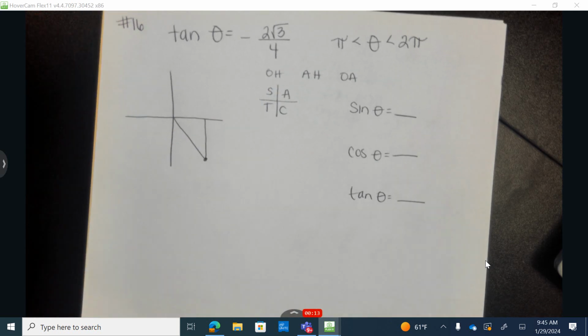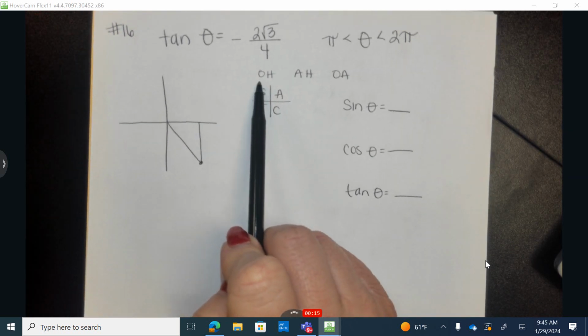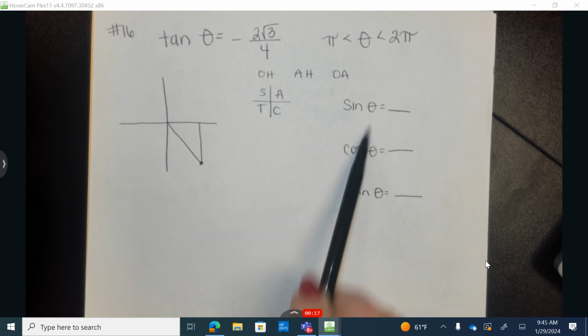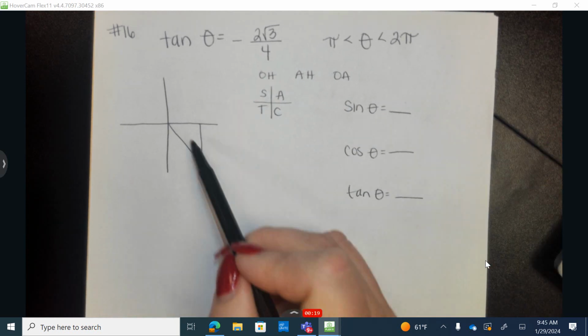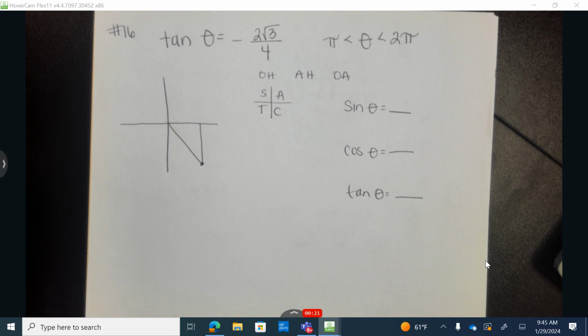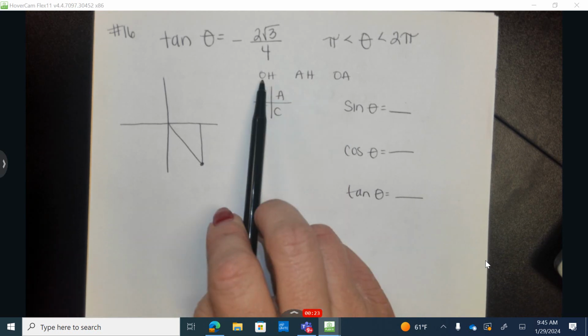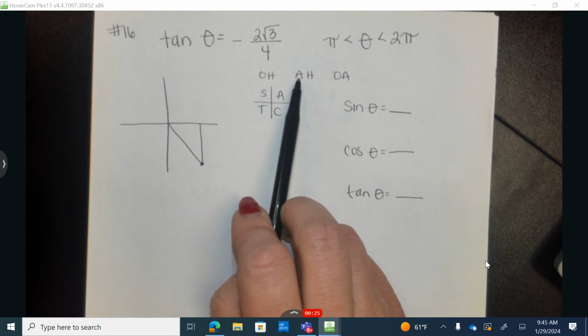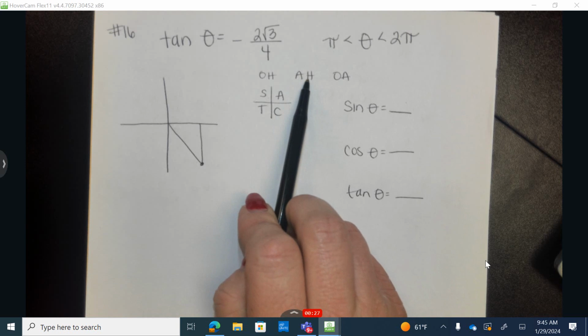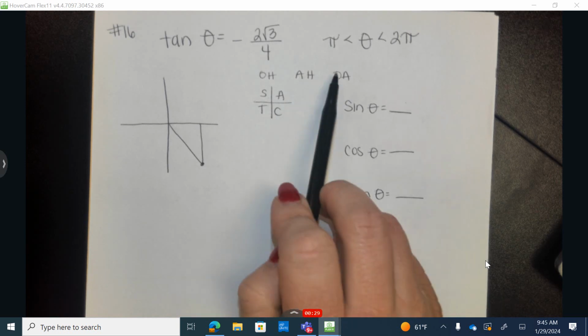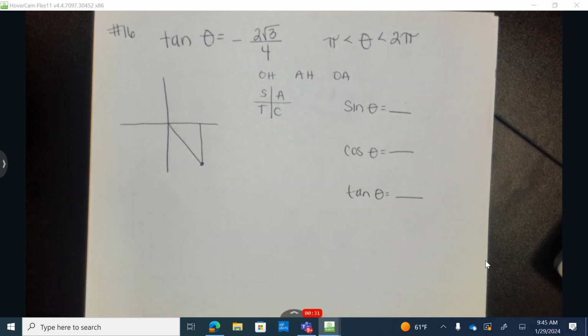So I would always start any problem like this by remembering the acronyms that we use to identify the two sides of a right triangle specific to these three main trig functions. So sine is opposite over hypotenuse, cosine is adjacent over hypotenuse, and the tangent is opposite over adjacent.